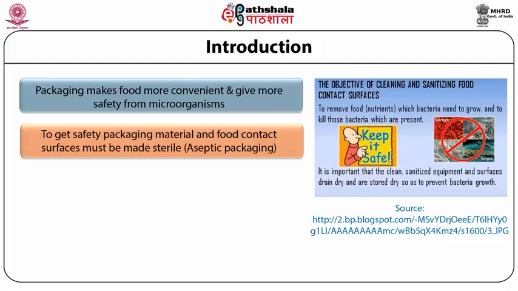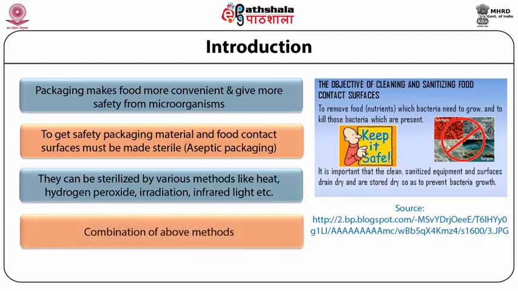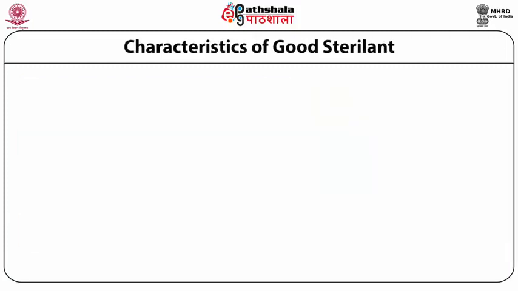Sterilization of packaging material and food contact surfaces is a very important operation to free the surface from microorganisms before filling the product, mainly in aseptic packaging of food product. Packaging material and equipment surface may be sterilized by various methods such as heat, hydrogen peroxide, irradiation, infrared light, etc., and combination of methods. Sterilization of packaging material is a vital step in the aseptic packaging system.